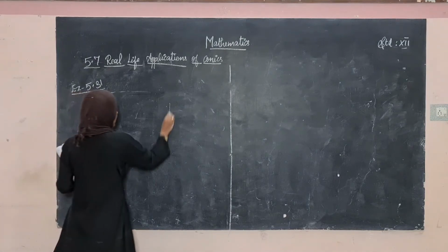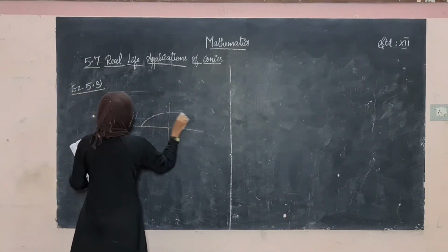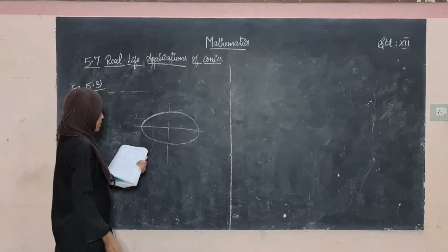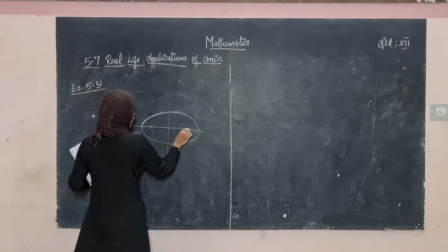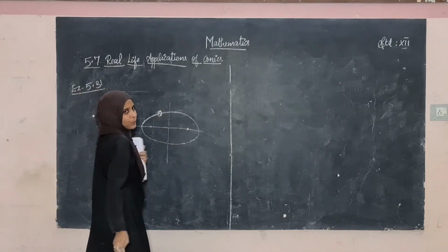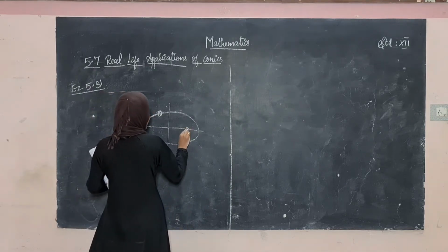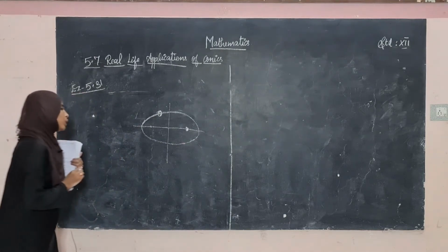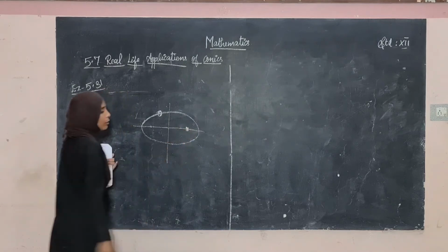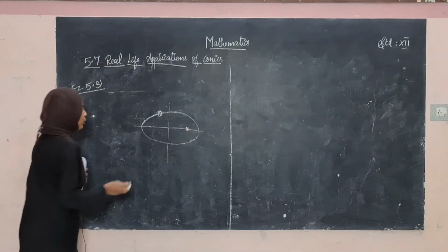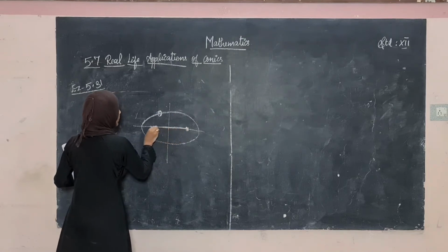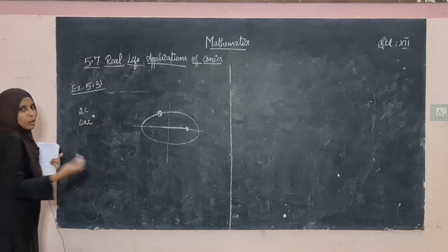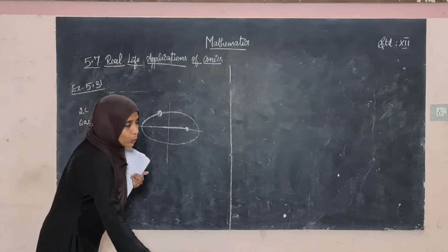So what they have given is an elliptical orbit, the maximum and minimum distance from the sun to the earth. So this is one focus and this is the other focus. Let this be the earth. In your book they have given that the sun is placed at one of the foci, so let this be the sun. Now we have to find the distance from the sun to the other focus. That is this distance, that is 2c, or 2ae, anything. We have to find the value of 2c.